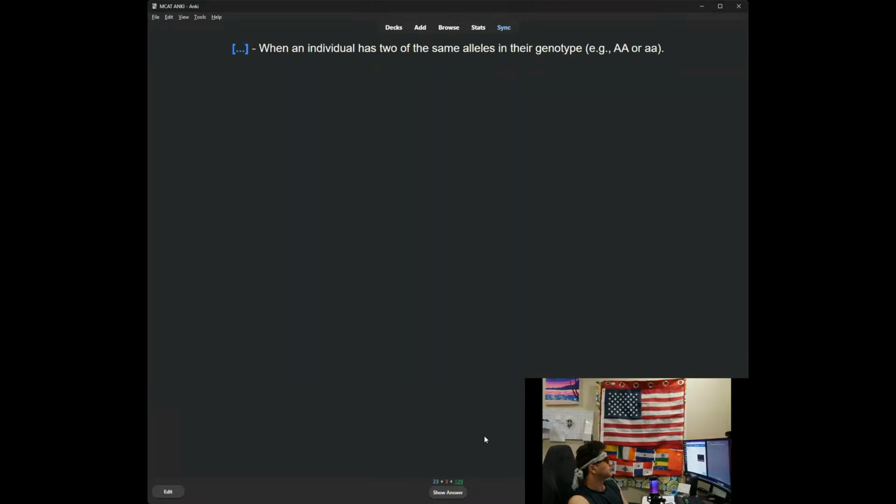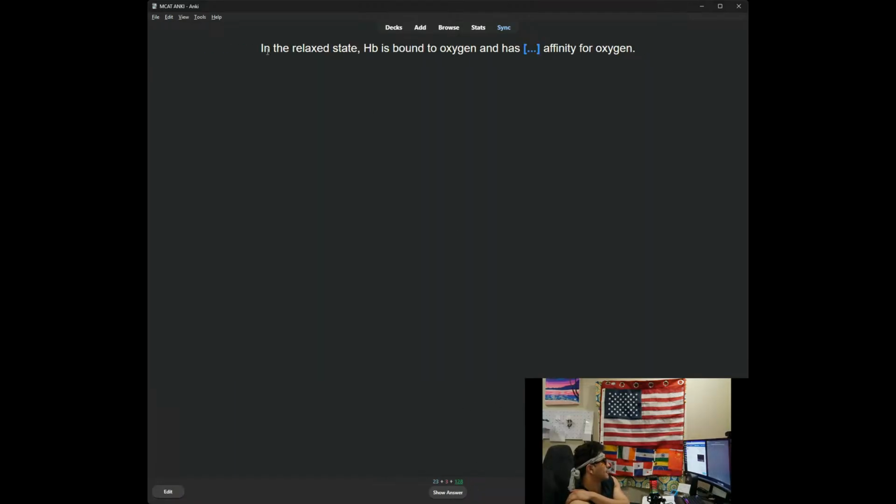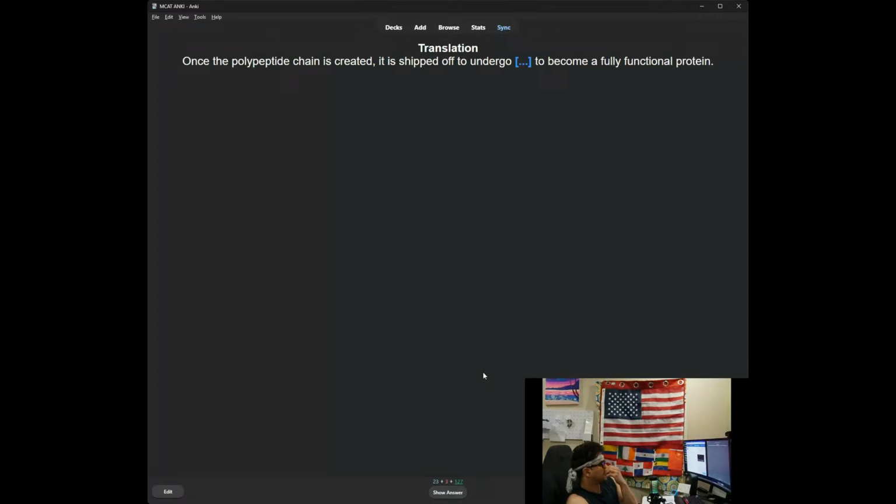Let's do this in genotype. Homozygous dominant. Homozygous recessive. In the relaxed state, this has high affinity for O2.